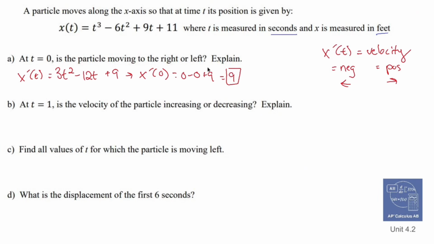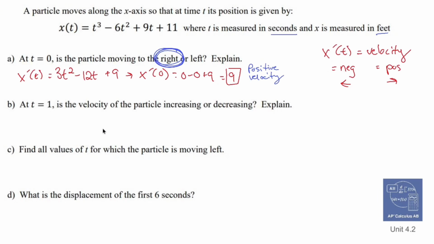So since it's positive, that indicates that I'm going right. I'm going right because I have a positive velocity at t equals 0. So that's me explaining without having to explain too much because I don't feel like it.